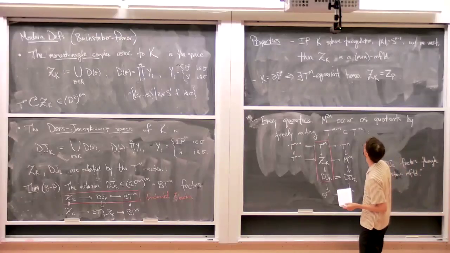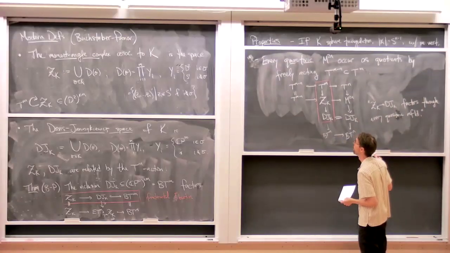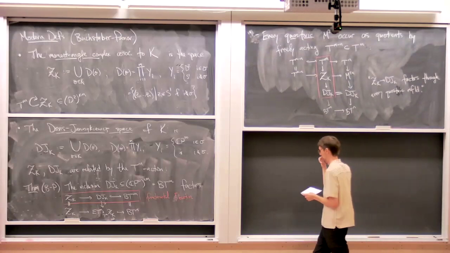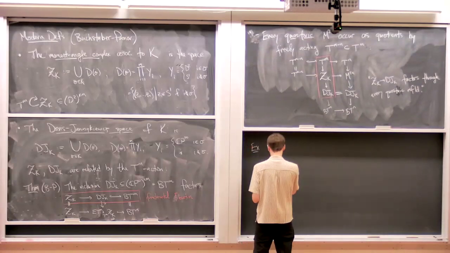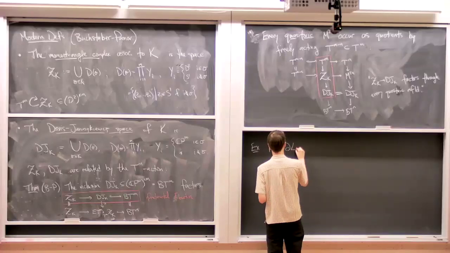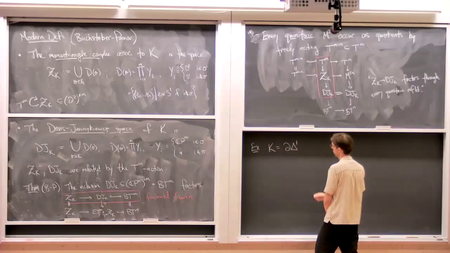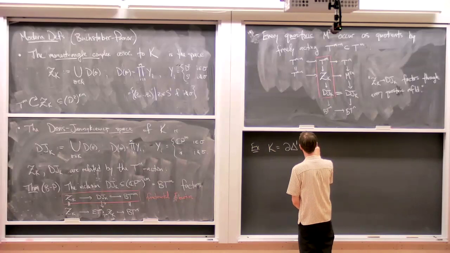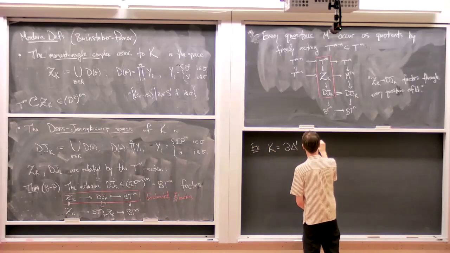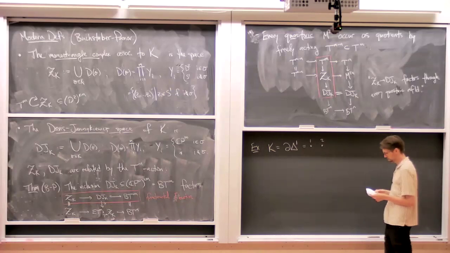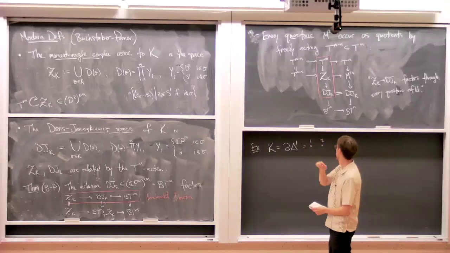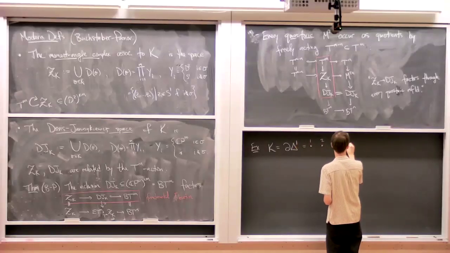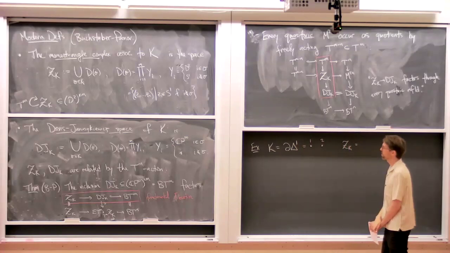Okay, so example. Let's take K to be the boundary of a one-simplex. In other words, K is just two discrete points, labeled 1 and 2. Our definition here is still up. So it's the moment-angle complex in this case.